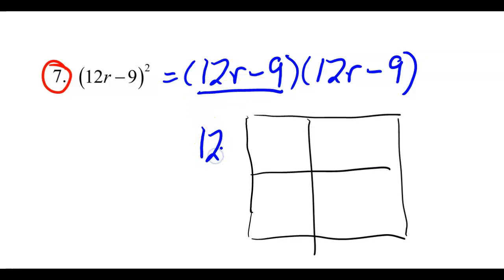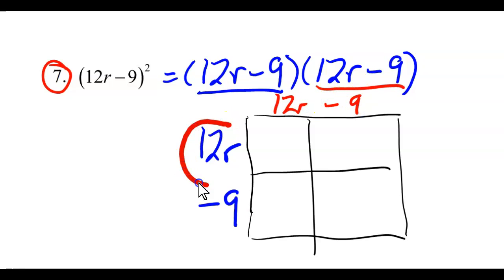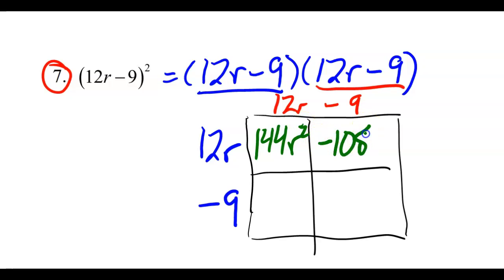Your factors go, the first one down the side, the second one across the top, and then you just multiply in to your squares. So 12r times 12r, 144r squared. 12r times -9, minus 108r. 12r times -9 here, 108r, and then -9 times -9 for the last box.